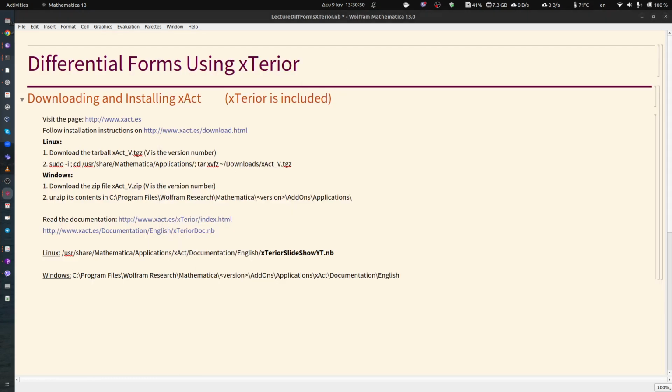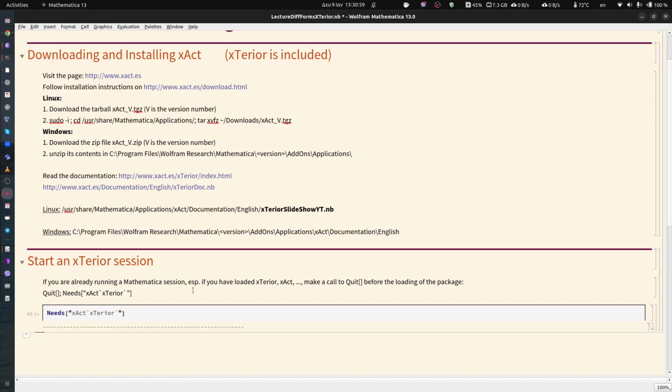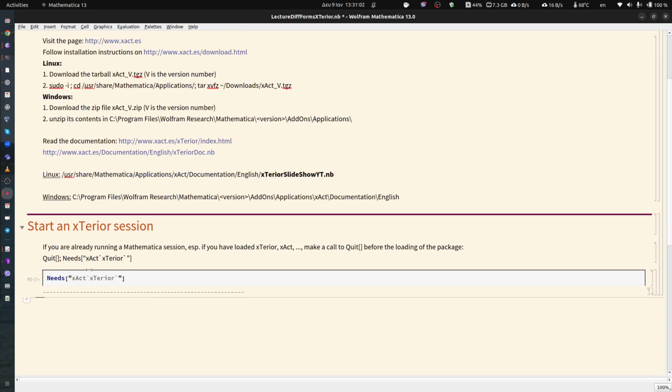So let's start the session. To start the session, we have first to load the package. It is a good idea, before you load the package, if you have already started Mathematica, to use the quit function to quit the kernel. xAct defines a lot of symbols under the hood, and you don't want to have any conflicts between your definitions and the xAct definitions.